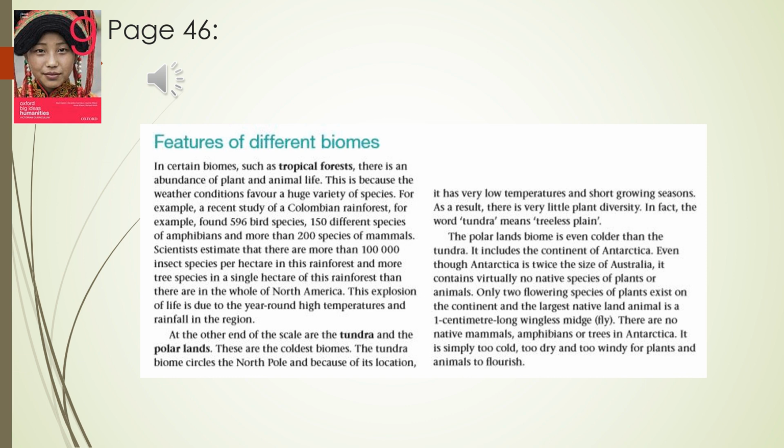Only 2 flowering species of plants exist on the continent, and the largest native land animal is a 1 centimetre long wingless midge. That's a kind of fly. There are no native mammals, amphibians or trees in Antarctica. It is simply too cold, too dry, and too windy for plants and animals to flourish.